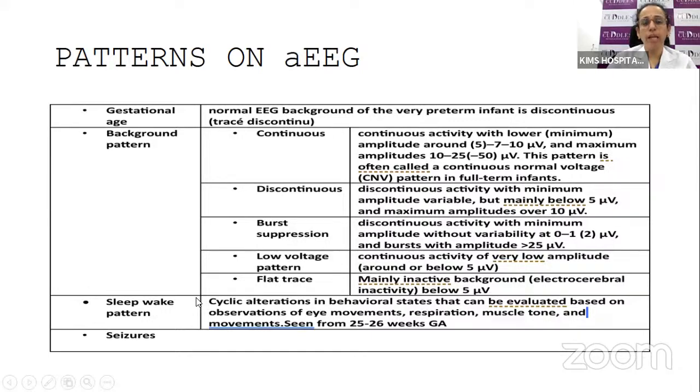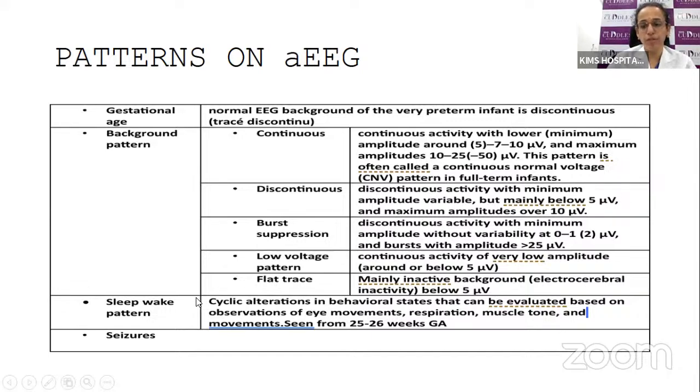Sleep-wake pattern is the cyclical alteration in the behavioral state that can be evaluated based on differences in the baby's activity states, like eye movement, muscle tone, spontaneous muscle activity, and the baby's breathing movements, which lead to the formation of a spindle-like wave pattern. That is a common pattern which is seen from 25 to 26 weeks of gestational age onwards.